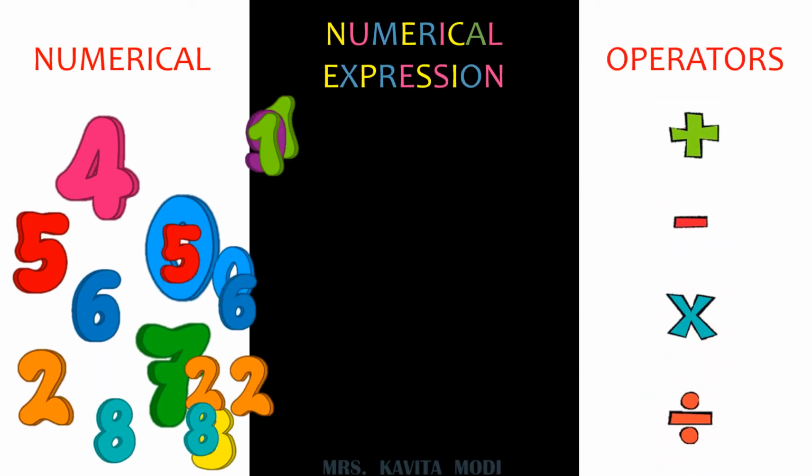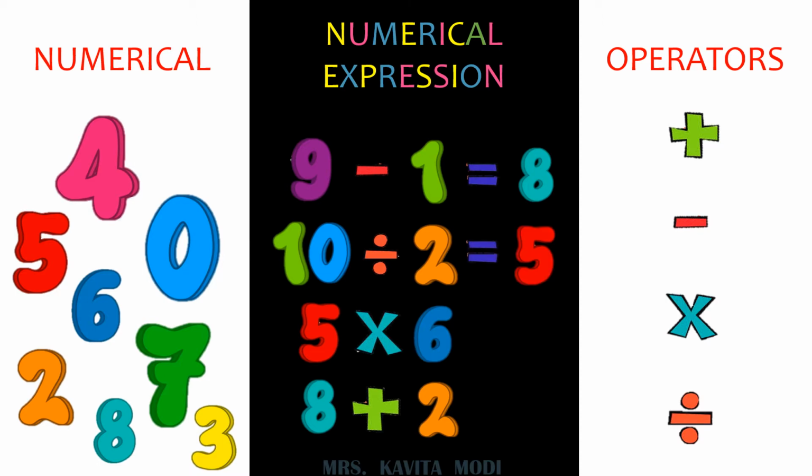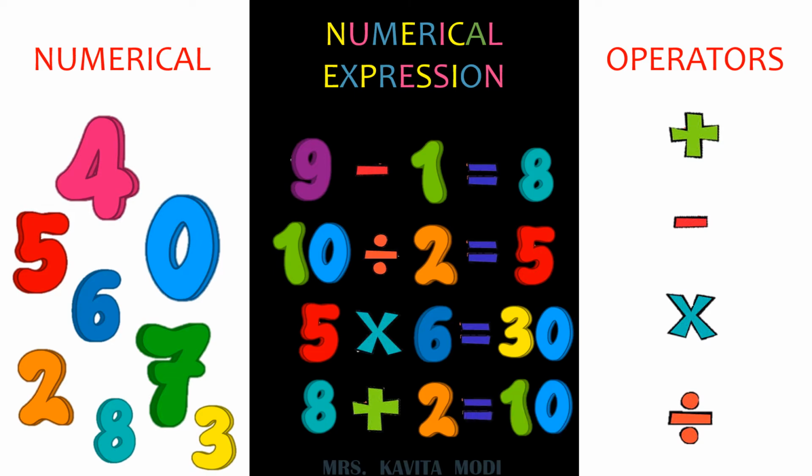Let me explain. These are the numbers and these are the arithmetic operators, which are basically symbols that indicate what operation is to be performed on the numbers. For example, addition, subtraction, multiplication and division, and many more, some of which we will see a little later. If there is only one operation in each, we can easily solve it. For example, 9 minus 1 is equal to 8, 10 divided by 2 is equal to 5, 5 multiplied by 6 is equal to 30 and 8 plus 2 is equal to 10.